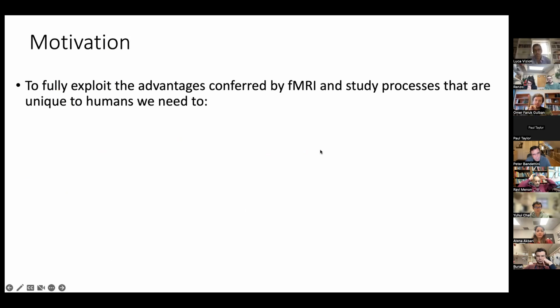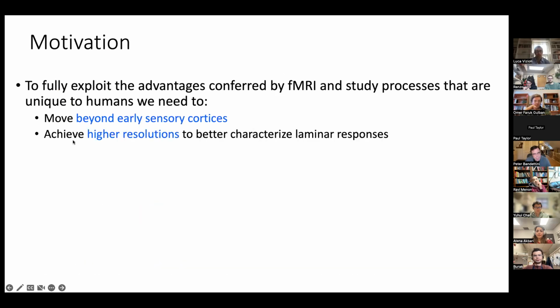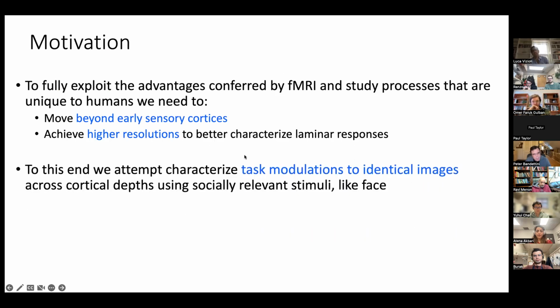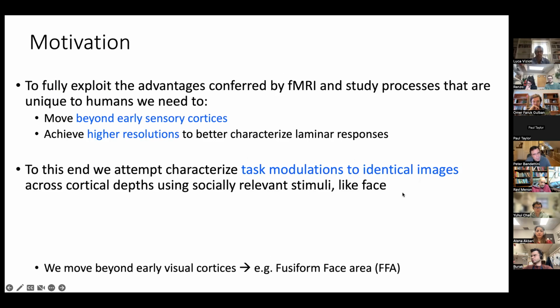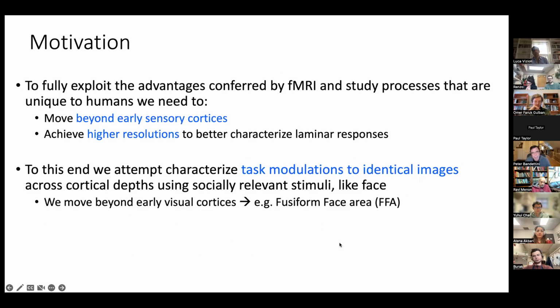However, in my mind, and I guess it's shared amongst most of us, to fully exploit the advantages conferred by fMRI and study, we need to be able to study processes that are unique to humans. And to do so, we need to be able to move beyond early sensory cortices and achieve higher resolution to better characterize laminar response profiles. So to this end, we attempt to characterize task modulation to identical images across cortical depths using socially relevant stimuli like faces. So we try to move beyond early visual cortices.